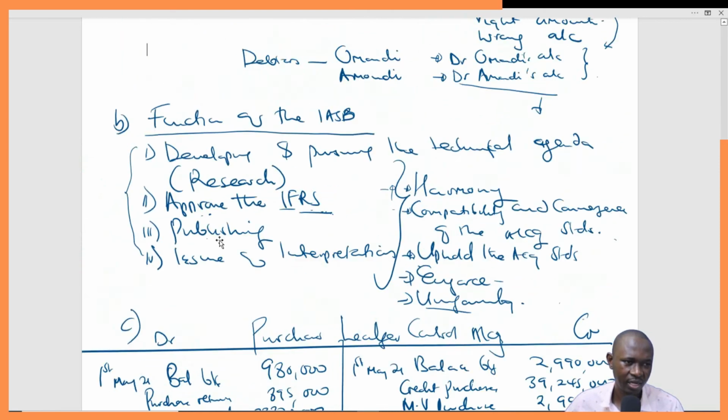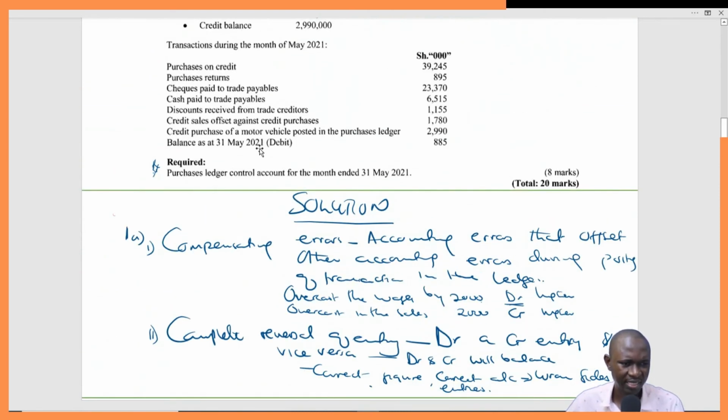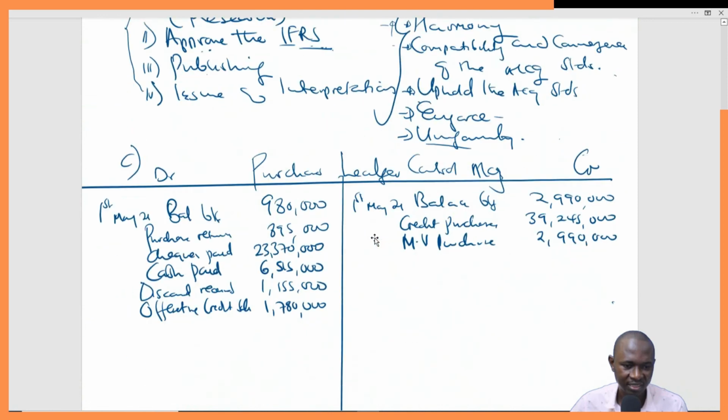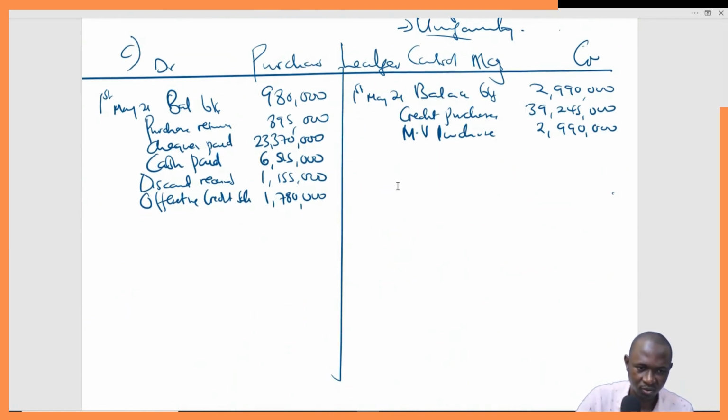Okay. Then finally, I think we have one more item to go. Balance as at 31st May. This is a debit balance of 885,000. Now, when they talk of a debit balance as at 31st May, this is the balance that we are talking about here. You can see debit balance 980, and we interpreted it as being on the debit side. So here, balance as at 31st May, it's a debit balance of 885. It should appear on the credit side of the purchases ledger control account, so that when we start the next financial period, it will appear on the debit side.